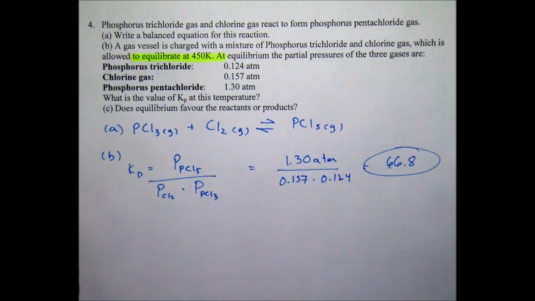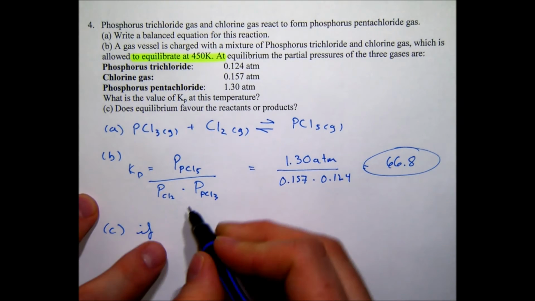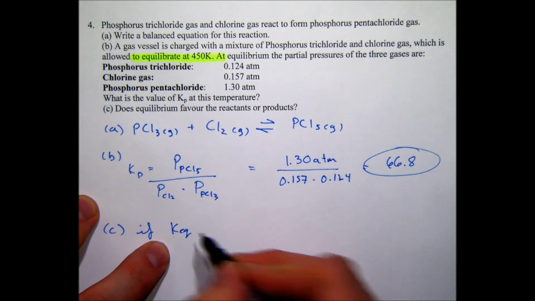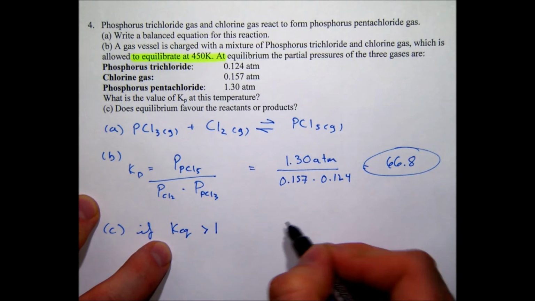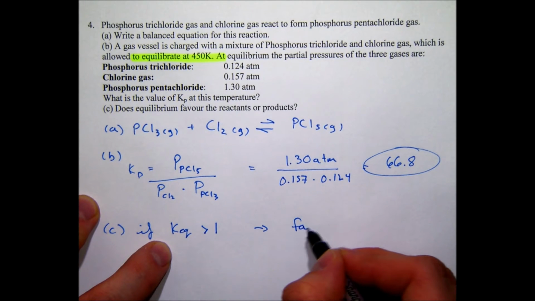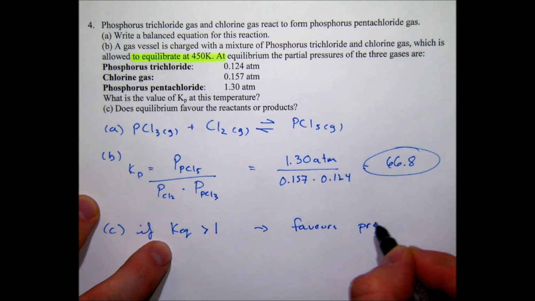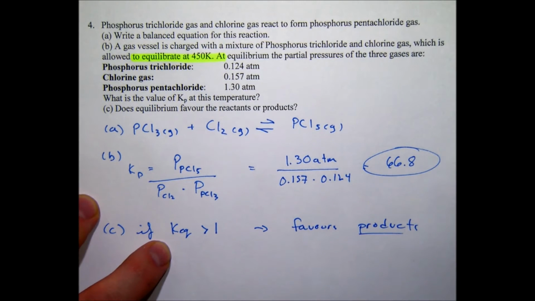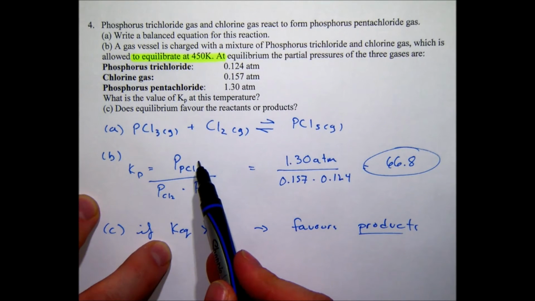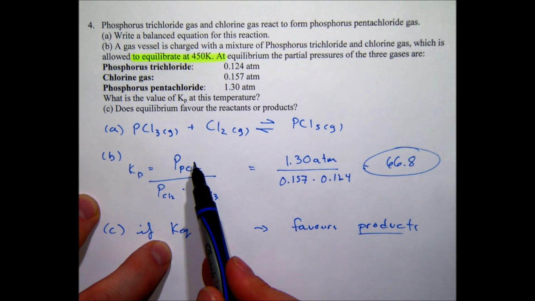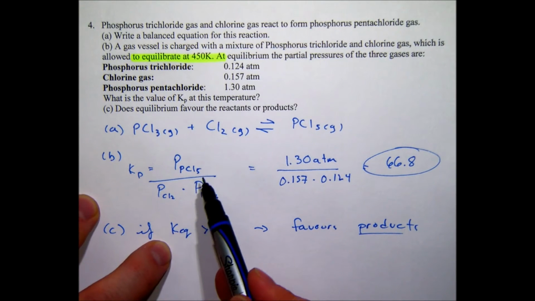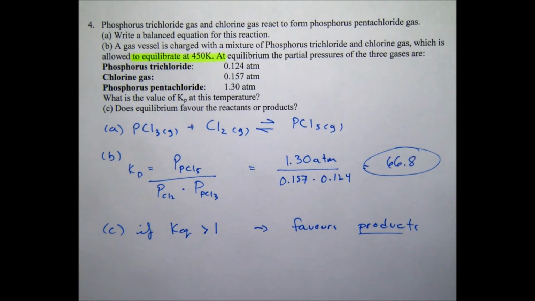For part C of this, it says, does the reaction favor the reactants or the products? Well, remember what we had talked about earlier. If Keq, or the equilibrium constant, is greater than 1, it favors products. Basically meaning that the numerator in the expression would be greater than the denominator. Since the numerator is the products, that means that products are in greater quantity, so we say that the reaction favors products.